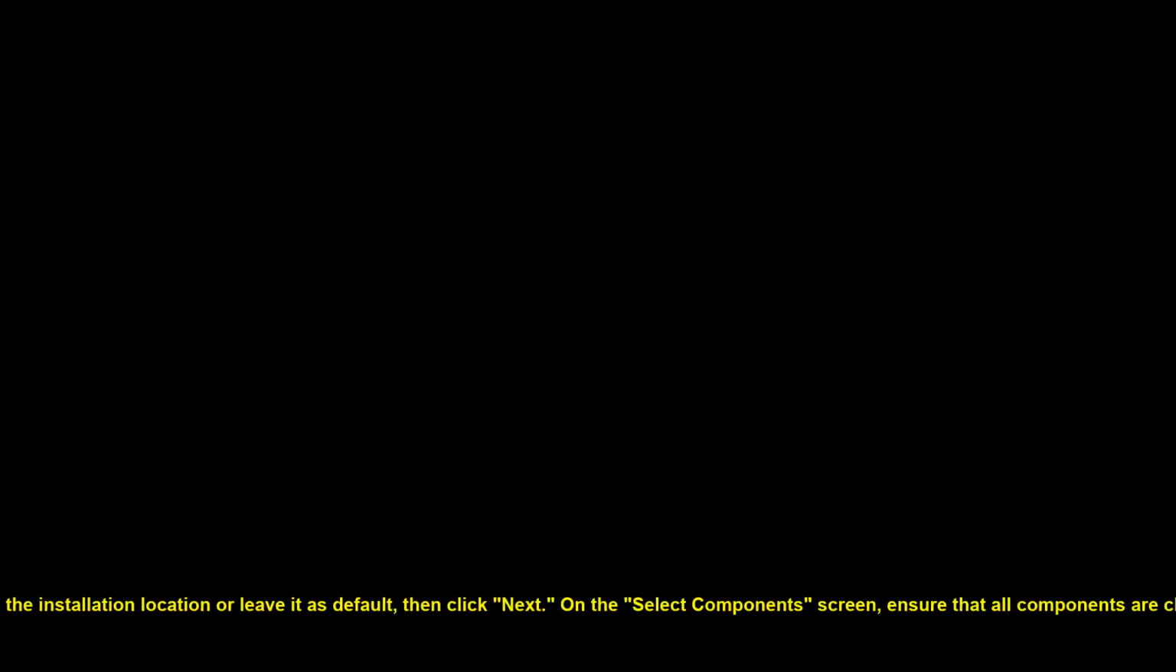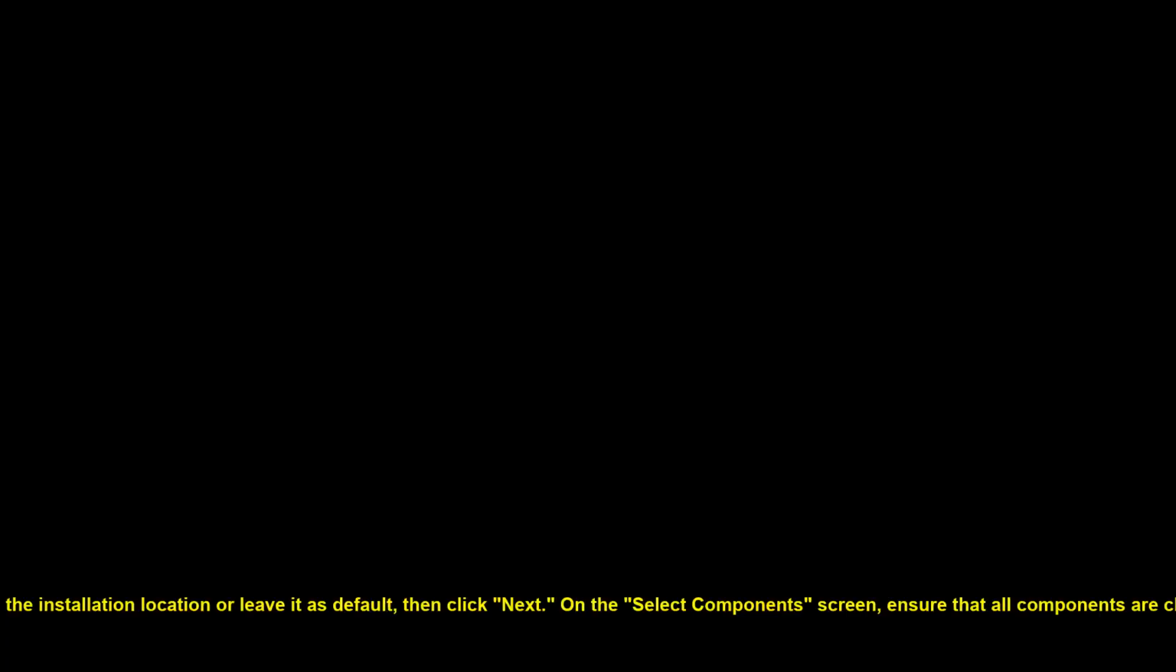Once the download is complete, locate the installer file in your Downloads folder. Double-click the installer file to run it. A setup wizard will open. Click the Next button to continue. Read and accept the license agreement. Click Next to proceed. Choose the installation location or leave it as default, then click Next.